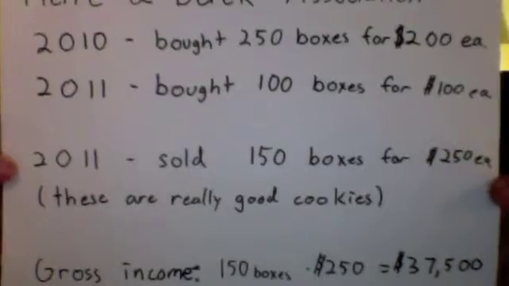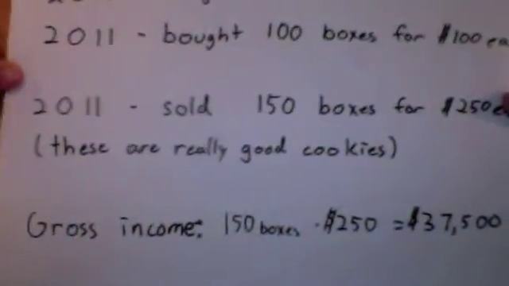These are really good cookies. Question is, how much did PDA make in the year 2011? No matter the accounting method used, the gross income will always remain $37,500. However, depending on the accounting method used, the cost of goods sold will be different.